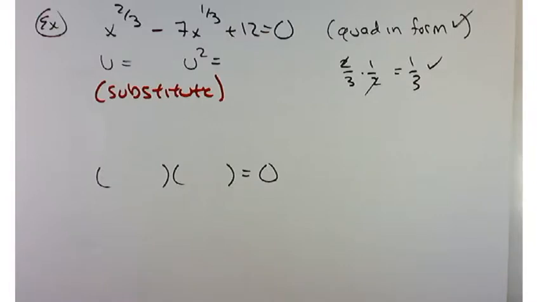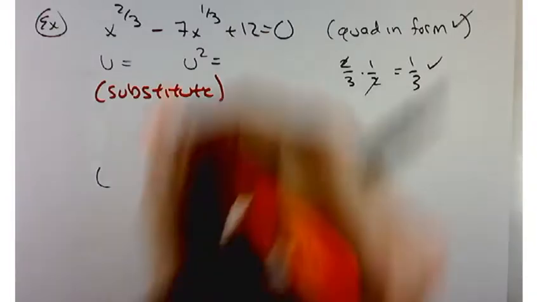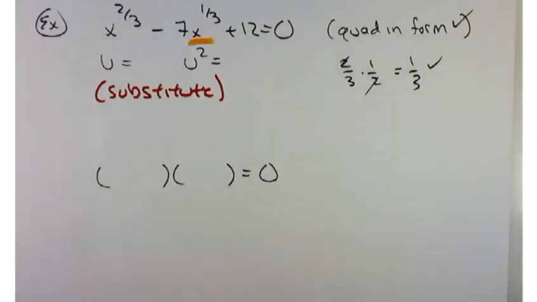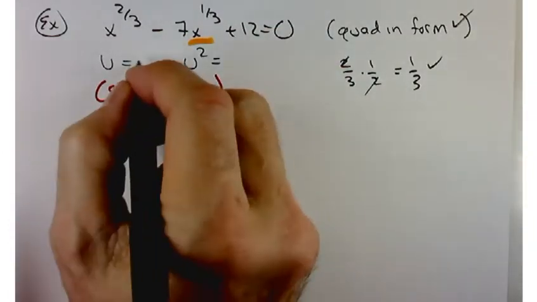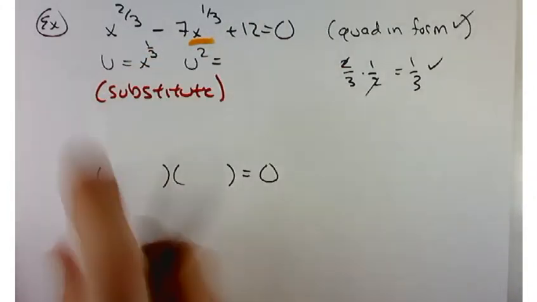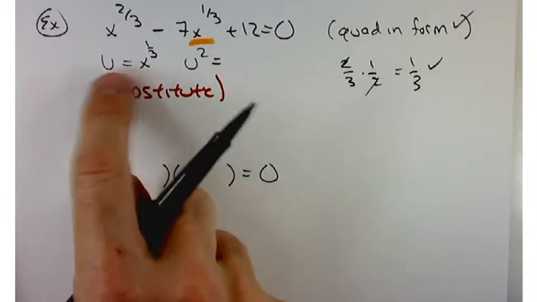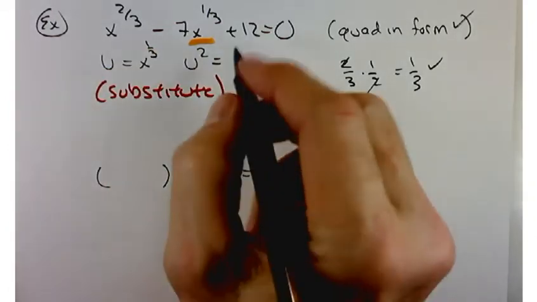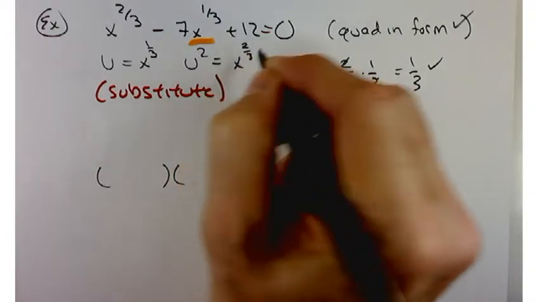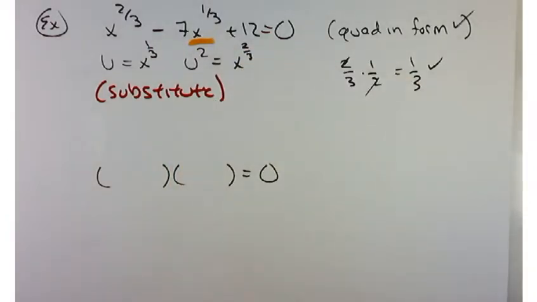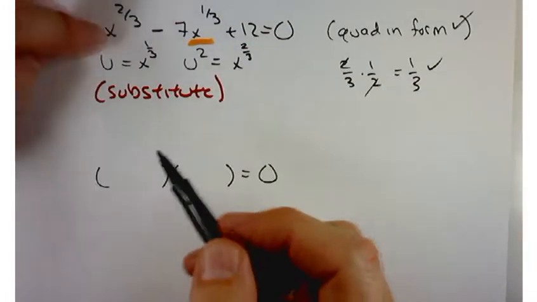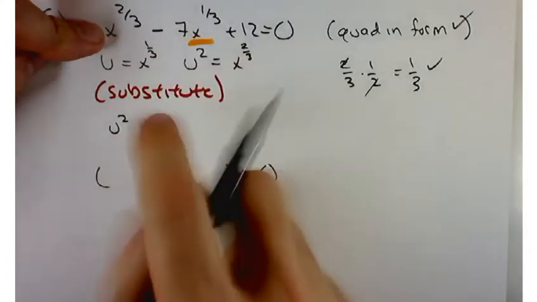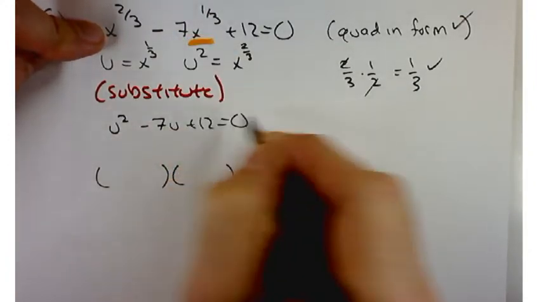When it's quadratic in form, we're going to make a little u substitution. You're going to let u equal the middle variable part. Nothing to do with the coefficient, just the variable. So it's going to be u equals x to the 1/3. Now if I square both sides of this, I'll get u squared. And squaring this is going to be multiplying the exponent by 2. I'll get x to the 2/3. So that gives me a convenient substitution for everything I have up here. This is my u squared minus 7u plus 12 equals 0.